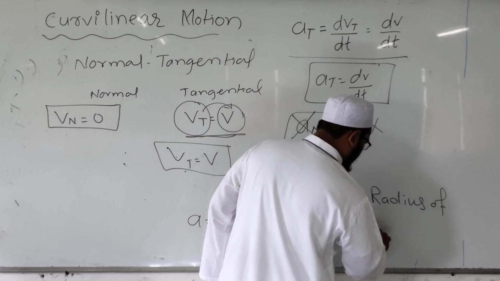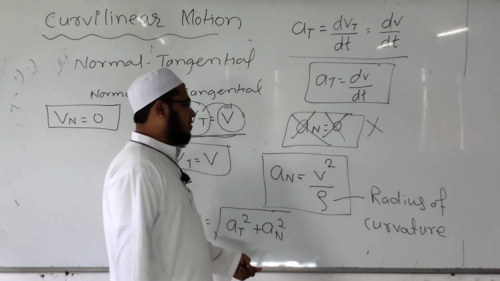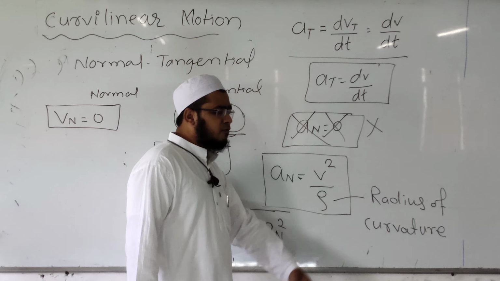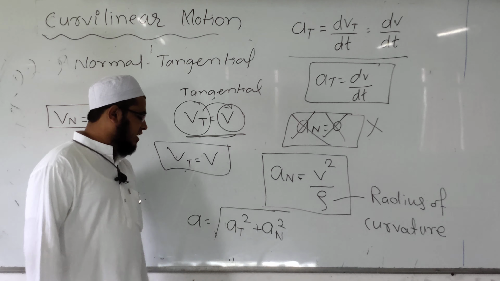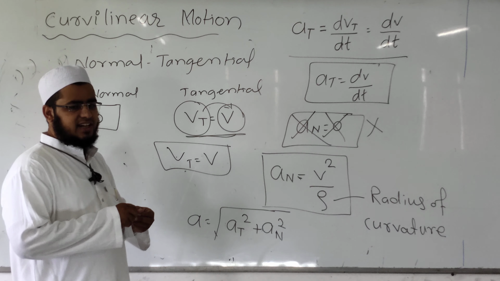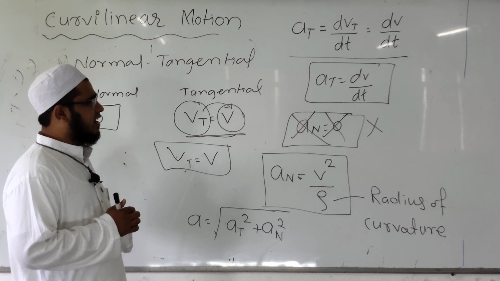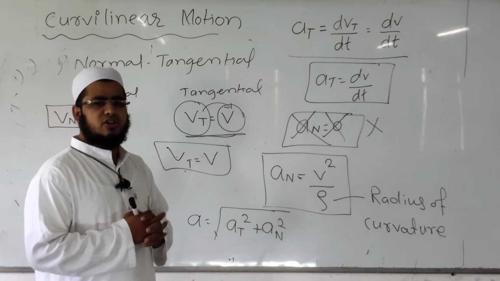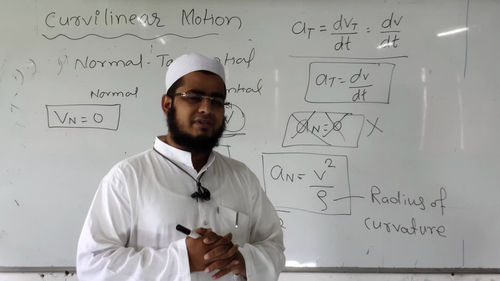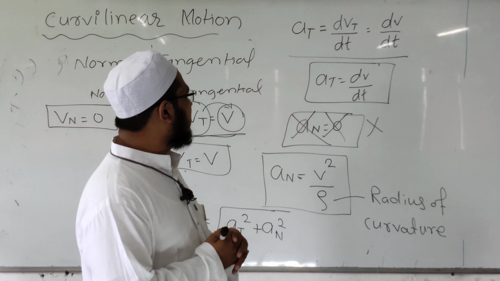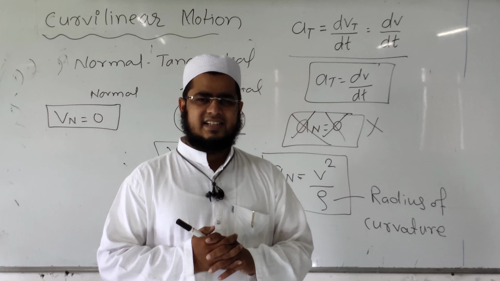You can use r, but to avoid confusion I am using the same notation as a number of books. an equal to v square by rho, and total acceleration a equal to the square root of at square plus an square. These are very simple formulas, and depending upon the conditions given in the numericals, we have to use the formula. We will see the numericals on the rectangular coordinate system and normal tangential coordinate system in the next lecture. It is very easy.